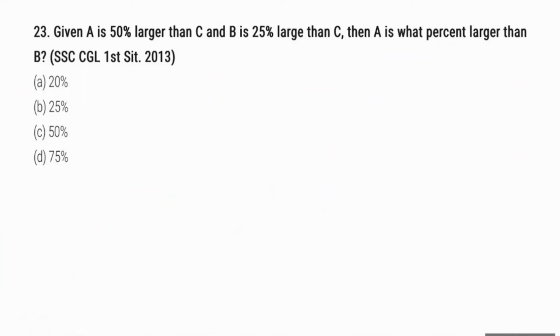Question 3. Given A is 50% larger than C and B is 25% larger than C. Compare with C. Take C as 100. Since C is 100, A is 50% larger than C, so A is 150. 50% of 100 is 50, so larger means 50% more than it.